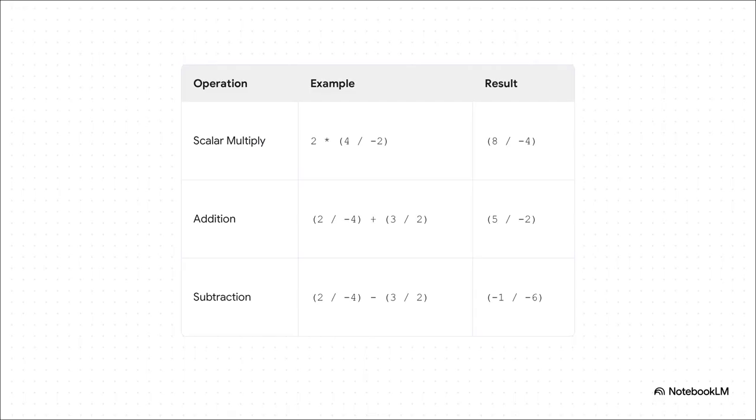Now this is why column vectors are so amazing. All that visual head-to-tail stuff becomes incredibly simple arithmetic. To multiply by a number, like in that first example, you just multiply each part inside the vector. To add or subtract, you just combine the top numbers together and then the bottom numbers together. It's so clean and straightforward.